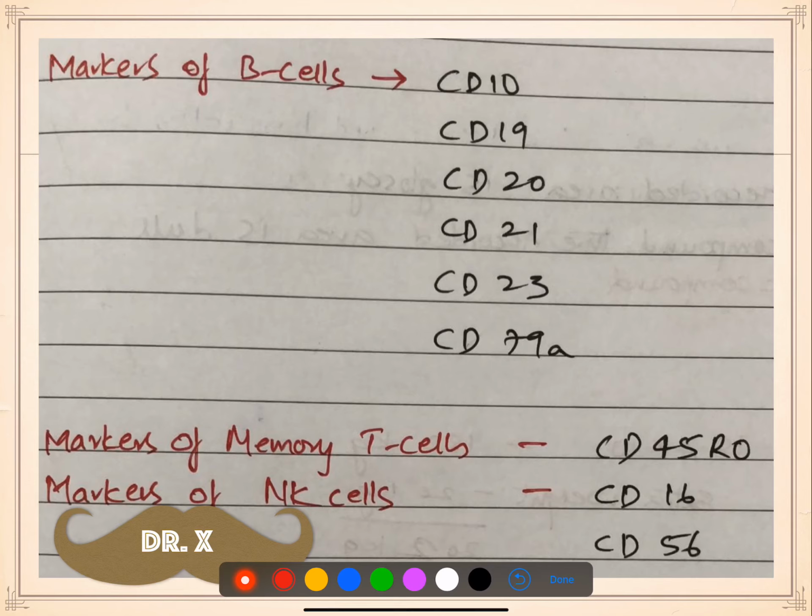Okay, so next is about the markers of the B cells. The B cell markers are CD10, CD19, 20, 21, 23 and CD79A, whereas the marker of the memory T cells is CD45RO, whereas markers of NK cells are CD16 and CD56.